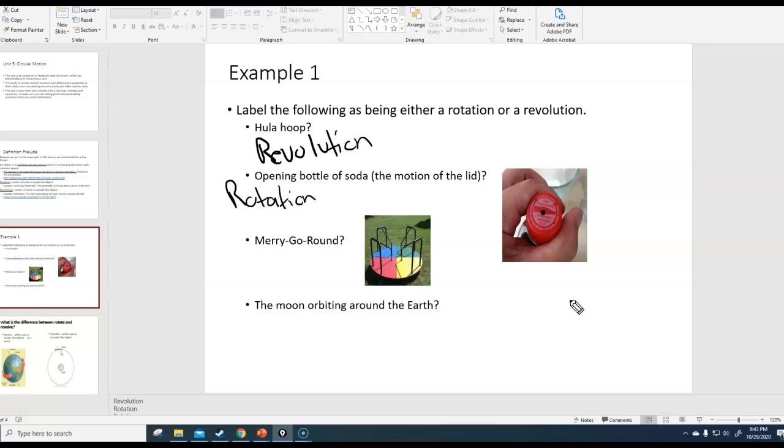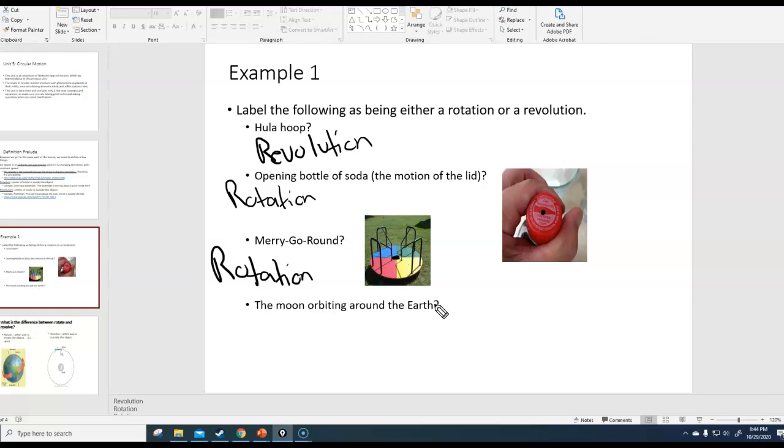Okay, so think about this third example, a merry-go-round. You see these on playgrounds all the time. Is that an example of a rotation or a revolution? Again, it comes down to where the center of the circle is. Here, the center of the circle is the middle of the merry-go-round. Because the center of the circle is inside the object, this counts as a rotation. It's physically inside the merry-go-round, therefore the merry-go-round is rotating as it spins around.